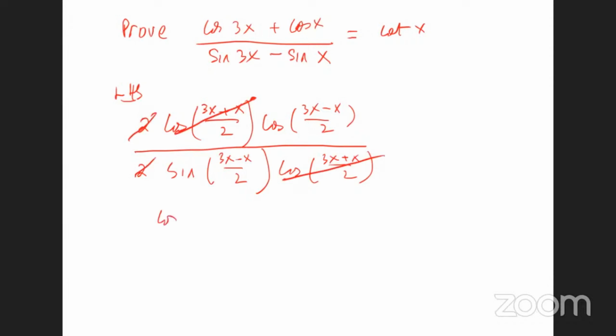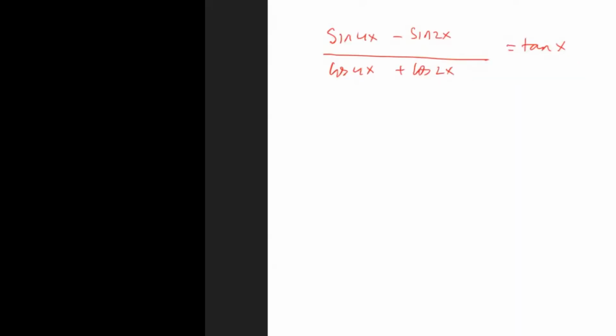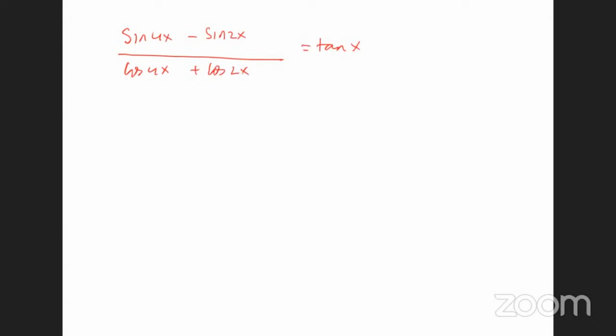And you will get 3x minus x is 2x over 2. The 2's will cancel. So you'll get cos x over sine x. So this is cot x. Try this last one.